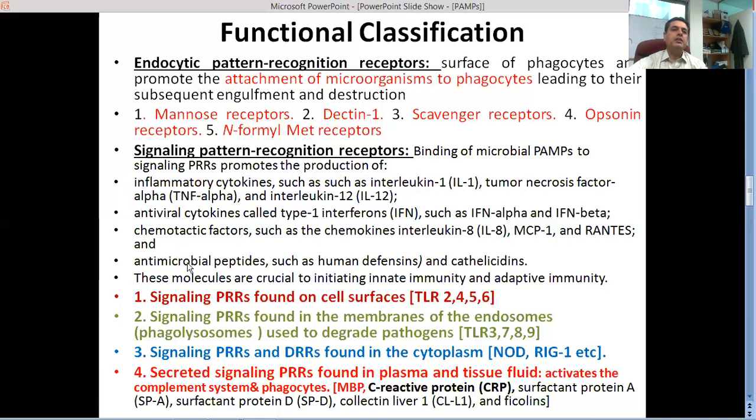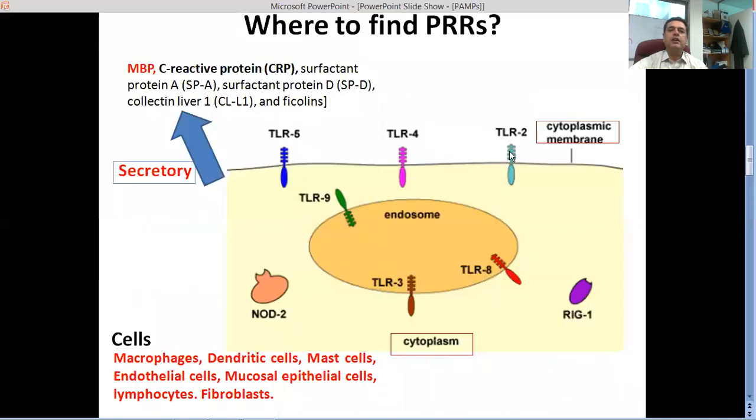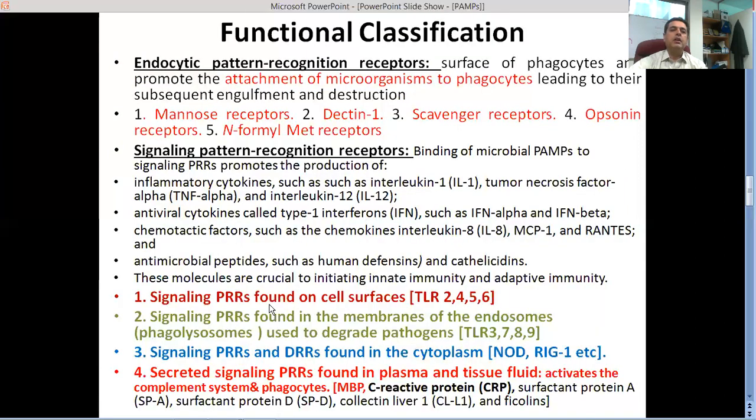This is the job that these signaling pattern recognition receptors would do once they are bound to these PAMPs on the surfaces of pathogens. What are these 4 different types of the signaling pattern recognition receptors? Number 1, signaling PRRs found on cell surfaces. Just like the toll-like receptor 2, 4, 5, and 6 are present on the surface of the cell, as I showed you here. These are the signaling PRRs found on the surface of the cell.